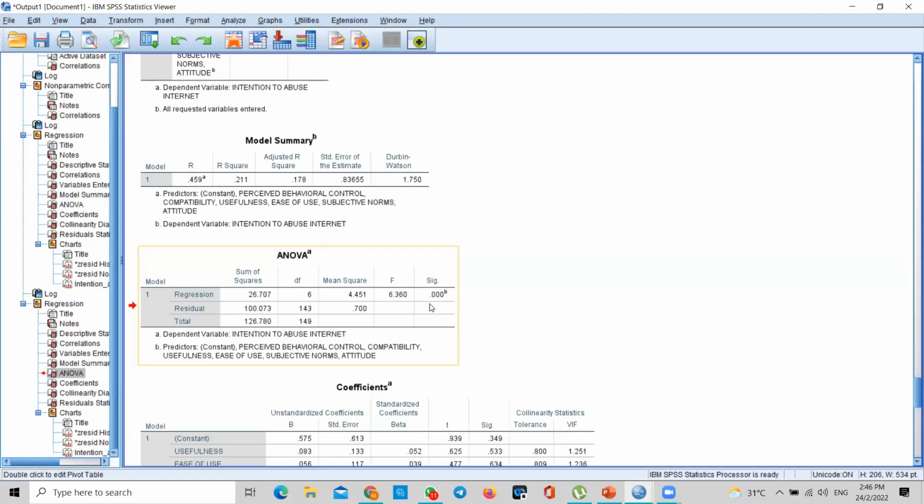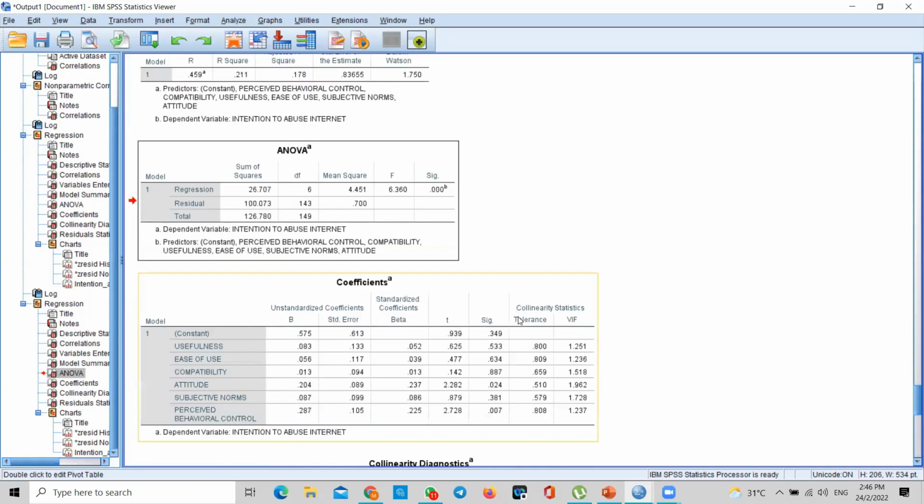Yes, sir. As long as the significance value is up to 0.05, then we will say it is significant. If it is above 0.05, we will conclude that it is not statistically significant at the 5% significance level. Okay, sir. Thank you. All right.